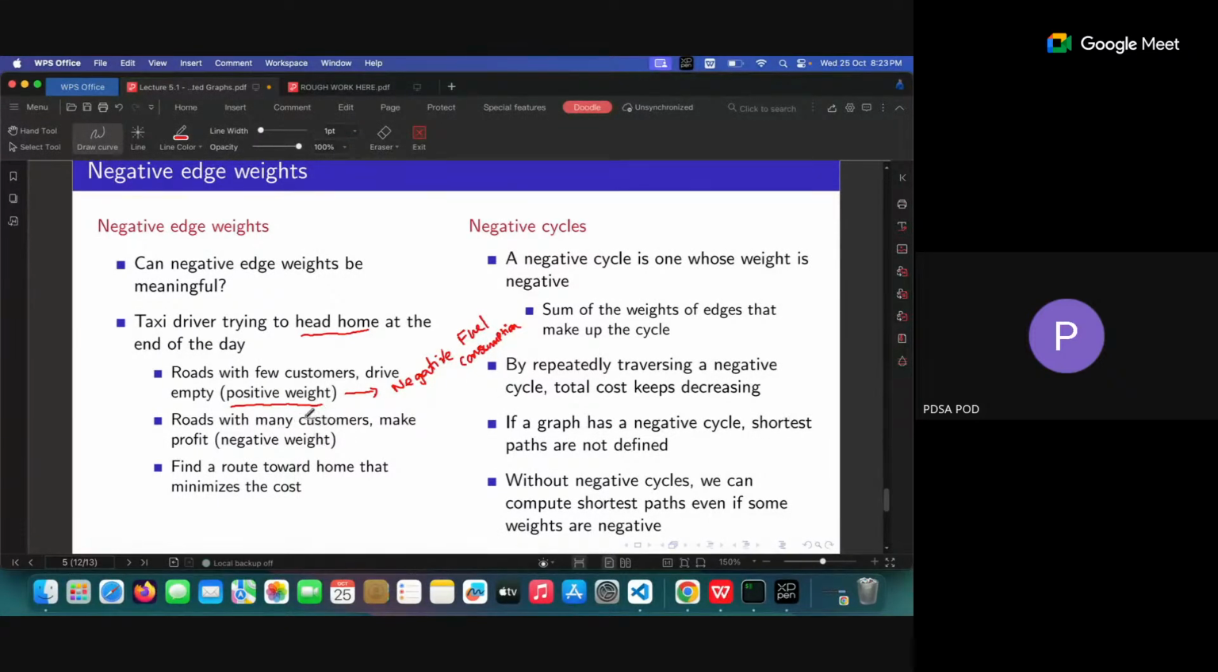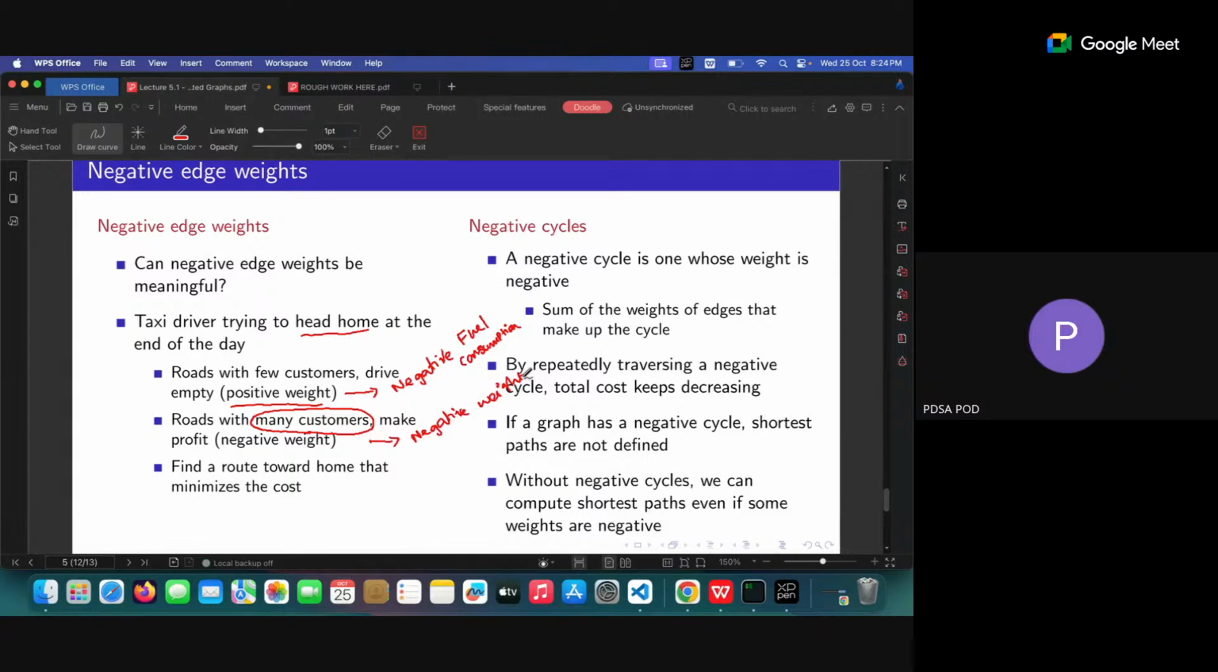But if the same road has many customers, a few customers is not a problem. Whenever many customers are there, you might get more profit. More profit means definitely your negative weight is a problem. The negative weight is going to increase because you are traveling to the home.